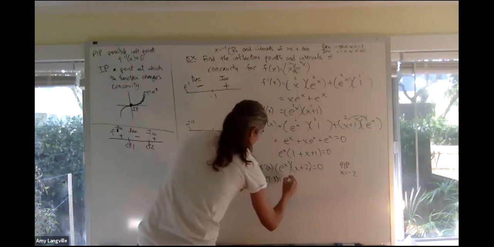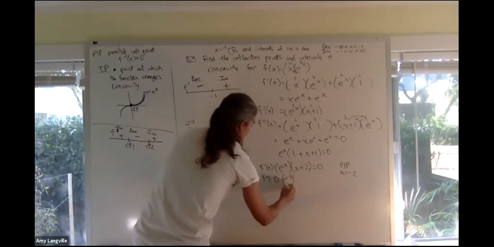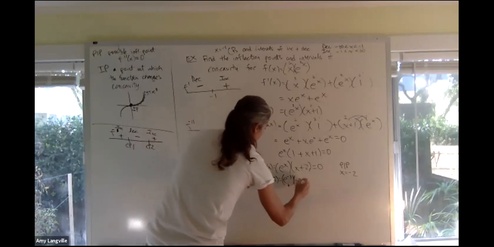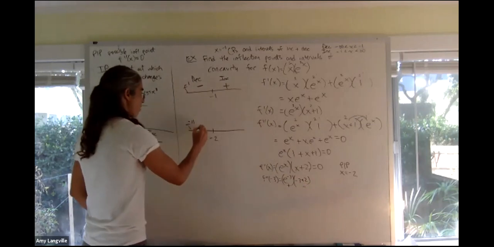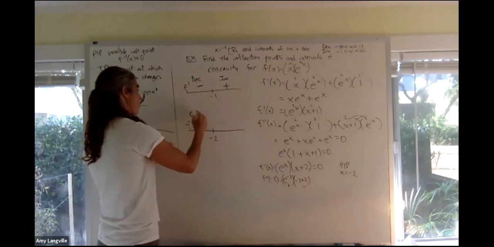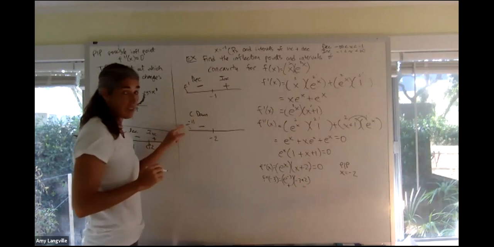That's going to be e to the -3, which is a positive number, times -3 plus 2, which is a negative number. Negative times a positive is a negative. So this means we're concave down because I did it with the second derivative.